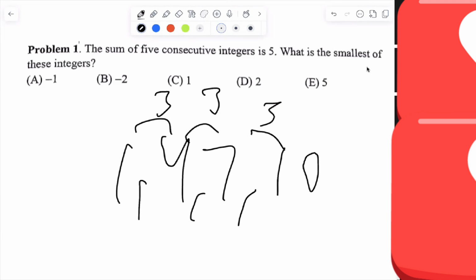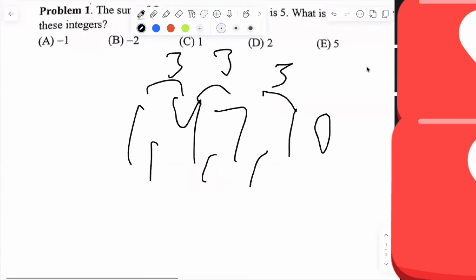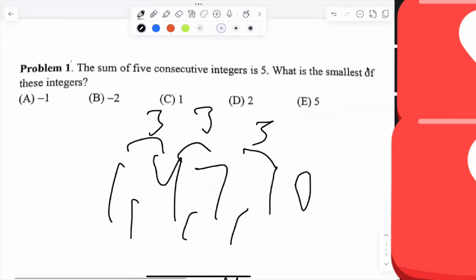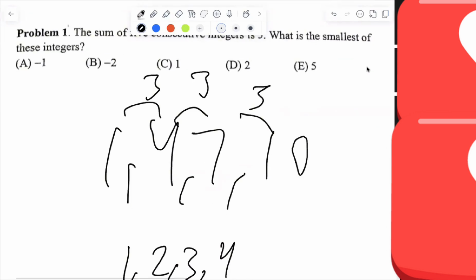Alright? Now consecutive is just one after another. So basically, it's just like 1, 2, 3, 4. These are consecutive integers. So for this one, it says the sum of five consecutive integers is 5. What is the smallest of these integers? This clearly says that all of them are not greater than 5.